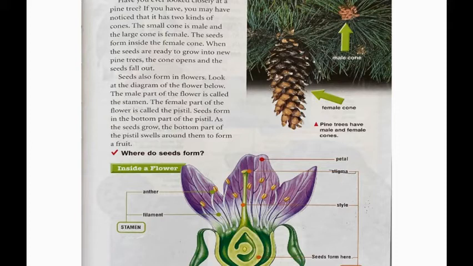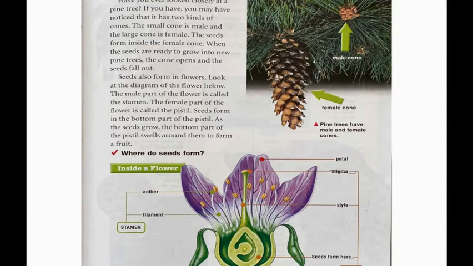Seeds also form in flowers. Look at the diagram of the flower below. The male part of the flower is called the stamen. The female part of the flower is called the pistil. Seeds form in the bottom part of the pistil. As the seeds grow, the bottom part of the pistil swells around them to form a fruit.